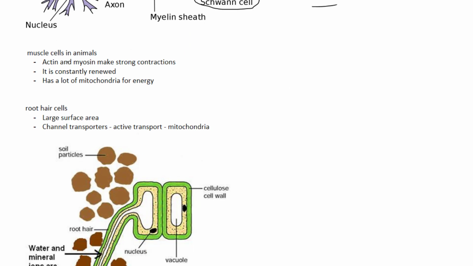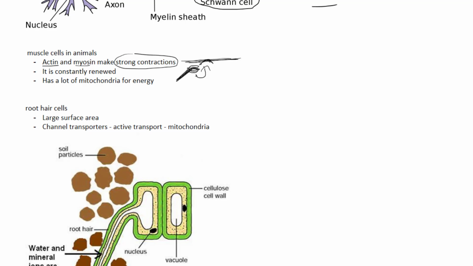Muscle cells in animals. There's something called actin and myosin that make these strong contractions. These are the sort of cells that make it up. So you will have something like this, which is a myosin head, and you have an actin attachment point. This myosin can attach onto this actin point, and it allows it to contract.